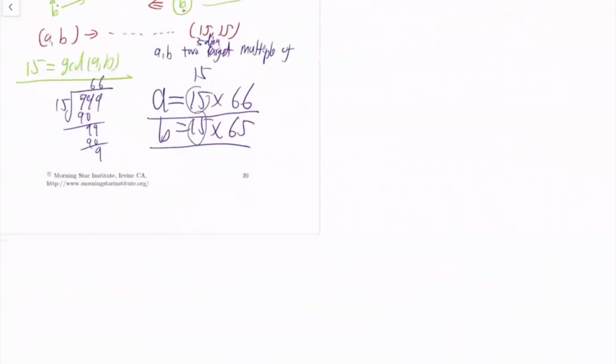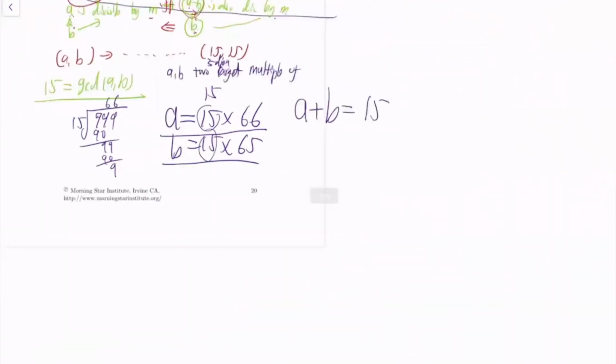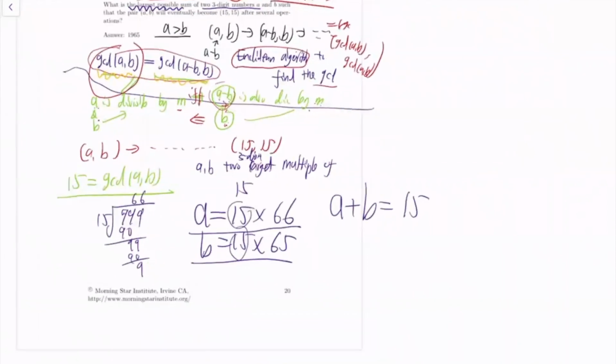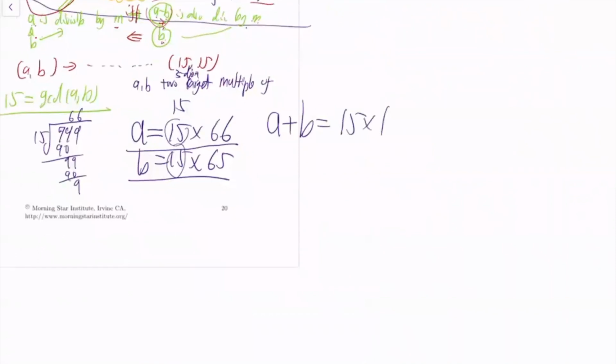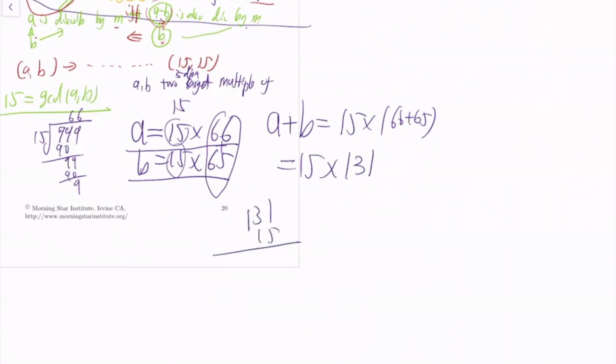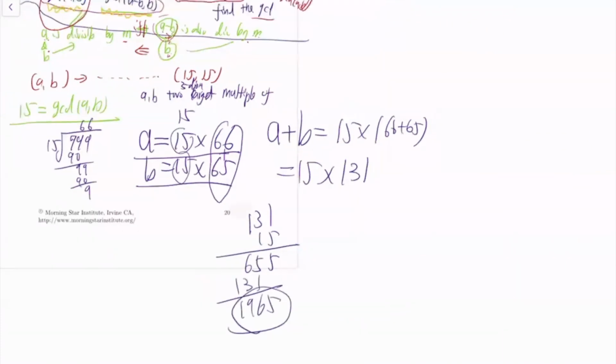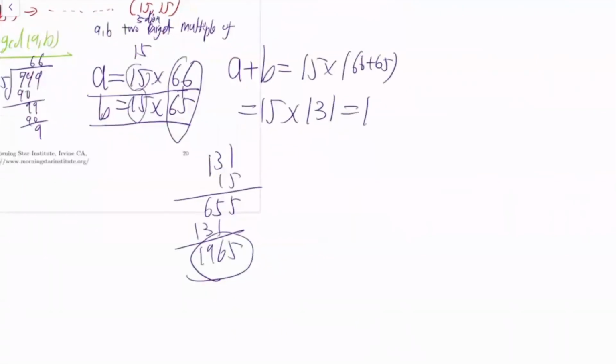So what do we have? A plus B will be 15 times 66 plus 65, so it's 15 times 131. So 131 times 15: 5 times 131 and 10 times 131 give 1965. So that's 1965.